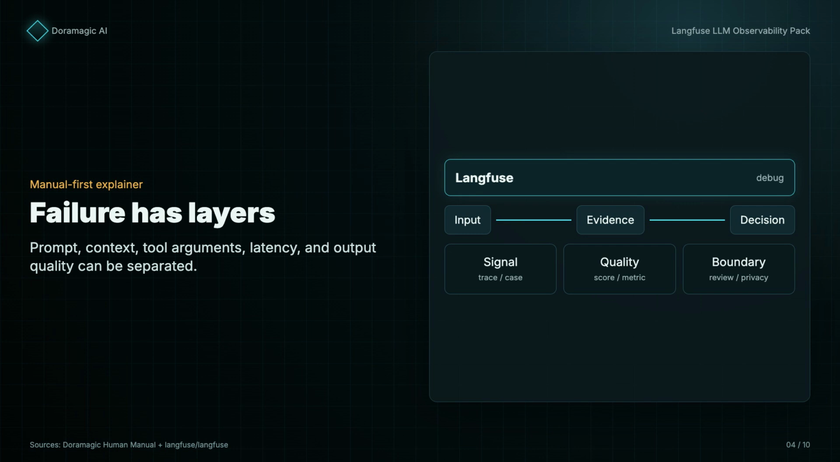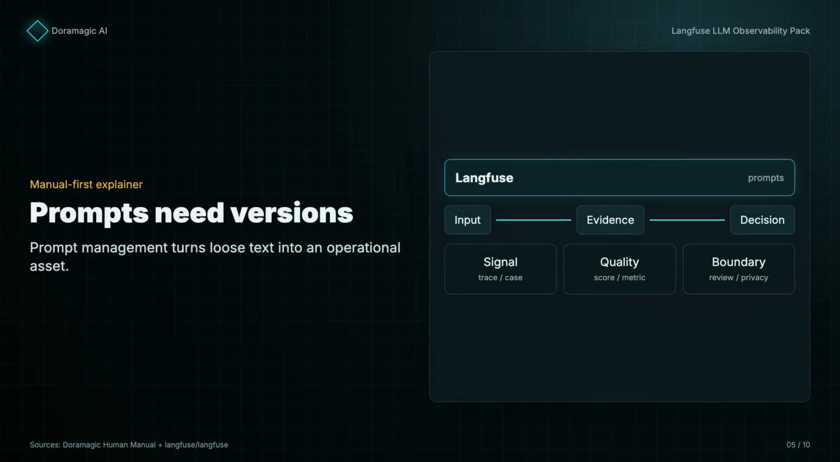The second important area is prompt management. The manual describes prompt versioning and dependency resolution. That means prompts can be treated as operational assets, not loose text pasted into production. If a prompt changes, the team should be able to know which version ran and what changed.